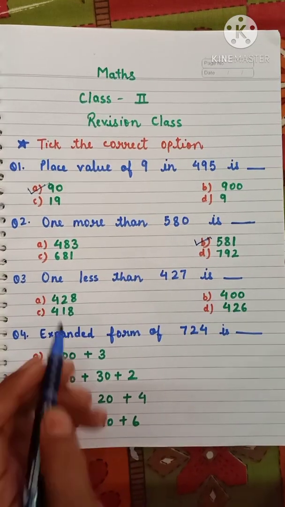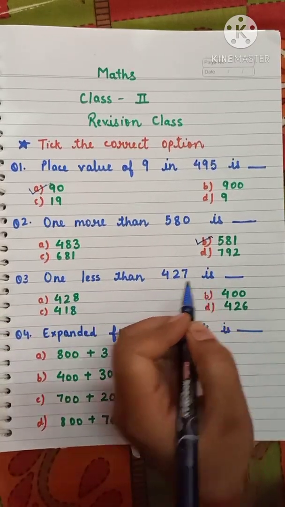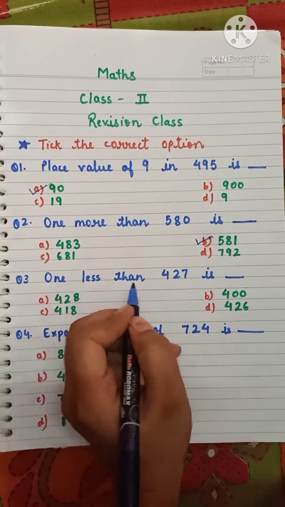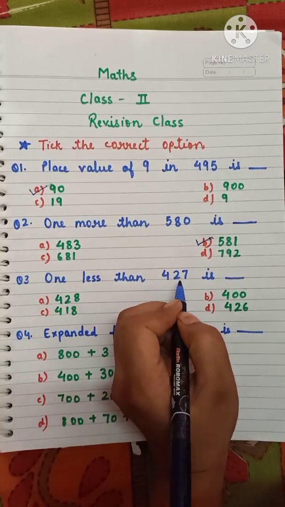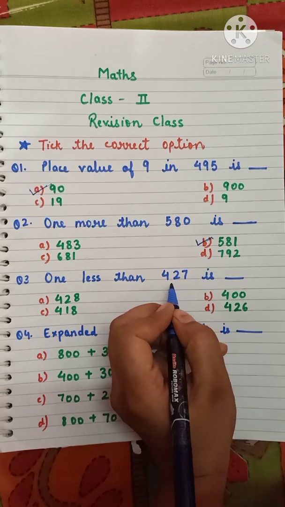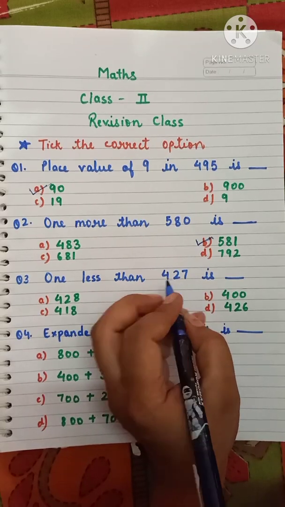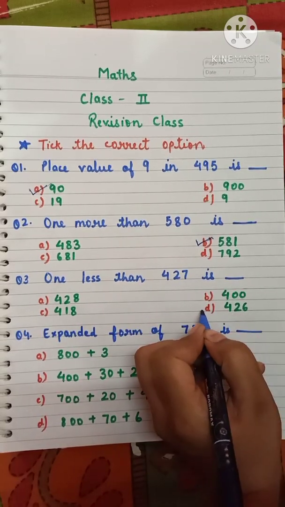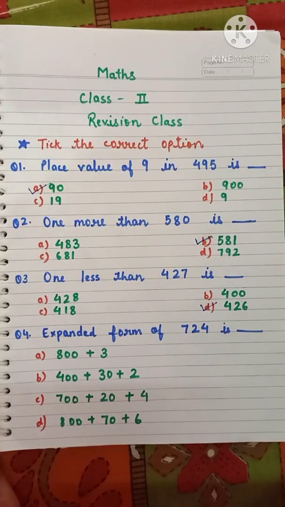Question number 3. 1 less than 427 is. 1 less than 427, or we can say the before number of 427. So tell me, what is the before number of 427? 426. So here is 426. D option is correct.